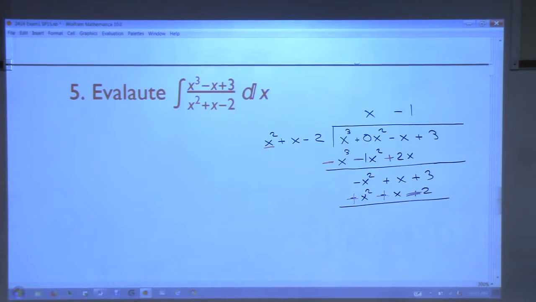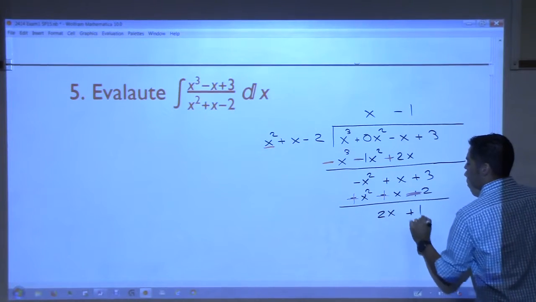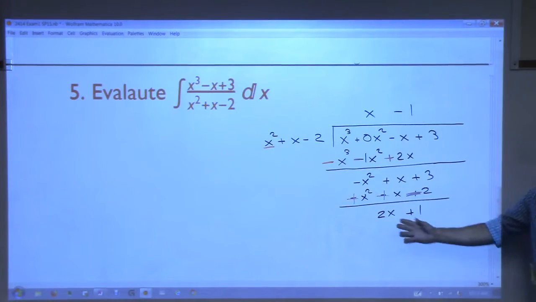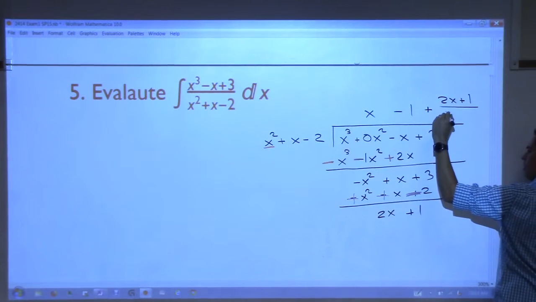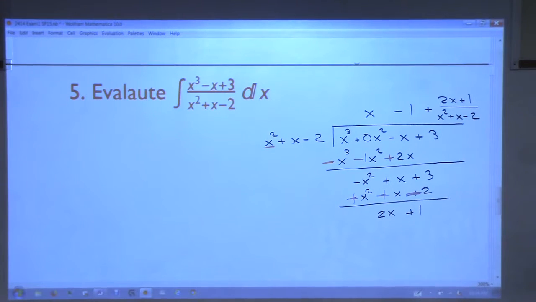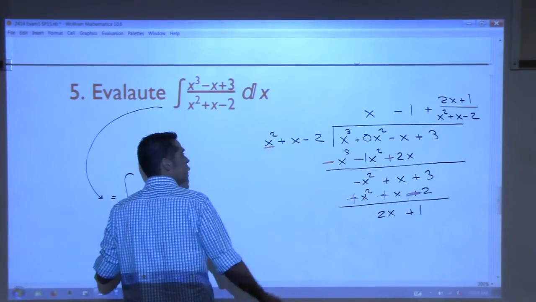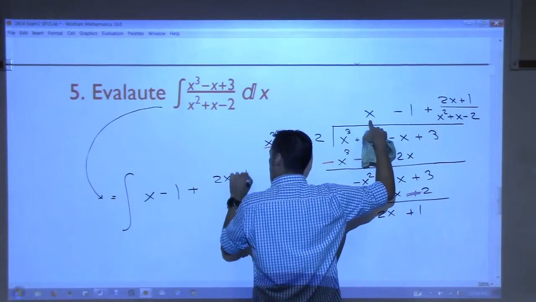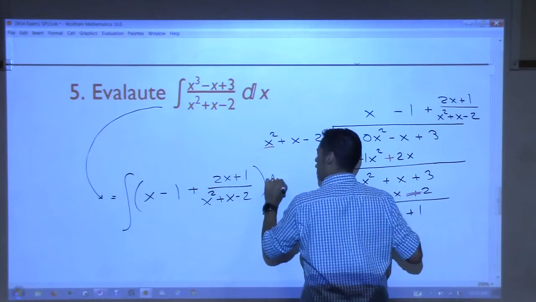And now add down again, and what do you get? 2x plus 1, right? Now what do you multiply x squared by to get 2x? You can't, so that's your remainder. 2x plus 1 over x squared plus x minus 2, right? Y'all with me? So this integral is actually the same as the integral of x minus 1 plus 2x plus 1 over x squared plus x minus 2. That's the same integral, right?